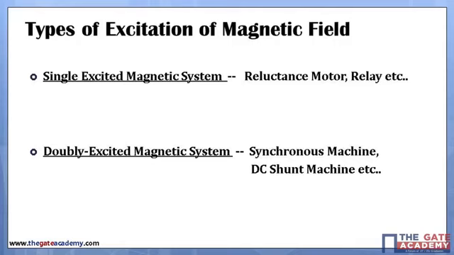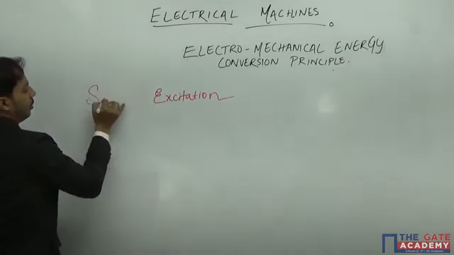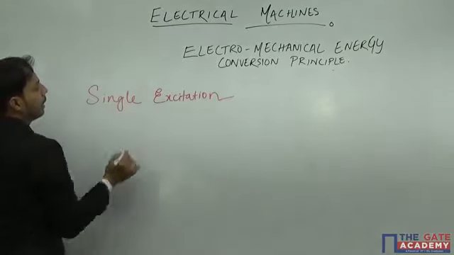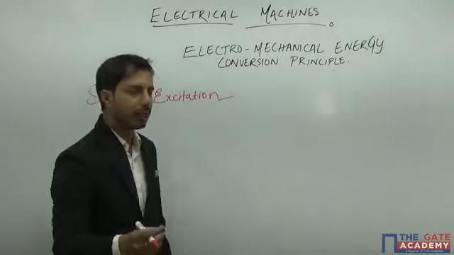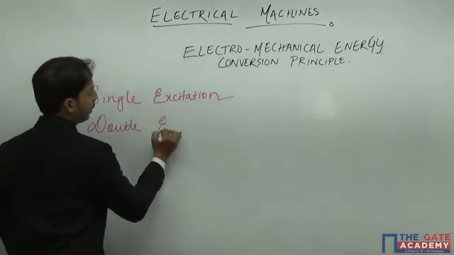Now the magnetic field can be generated in two ways. If you look at your PPT, you will see there are two types: the singly excited magnetic system, or single excitation, and the doubly excited magnetic system, or double excitation.